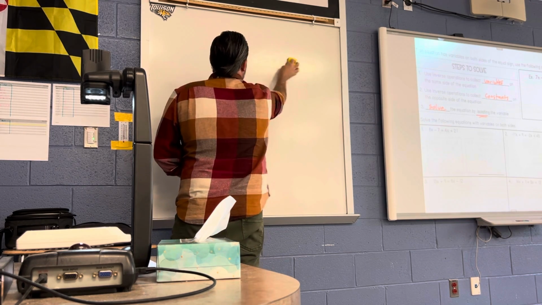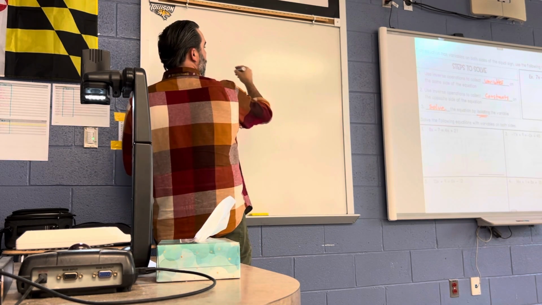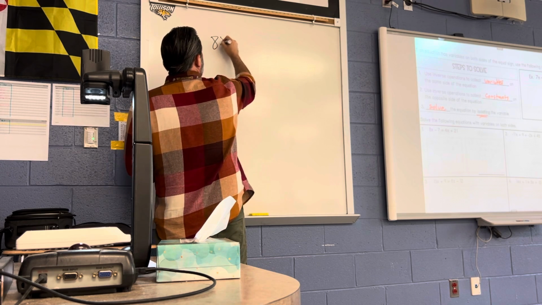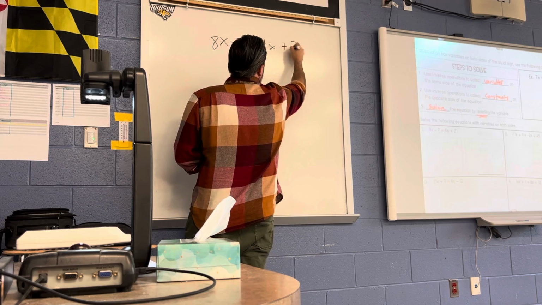All right. Number 1: 8x minus 7 equals 4x plus 21. Okay.